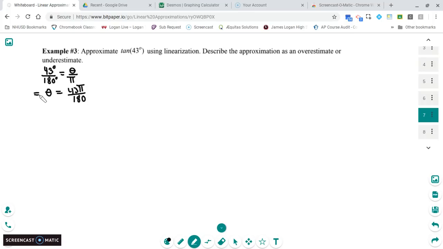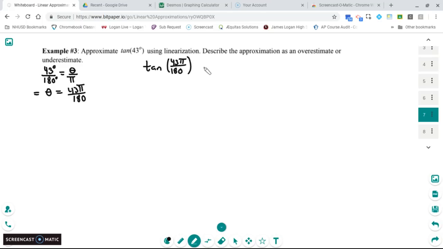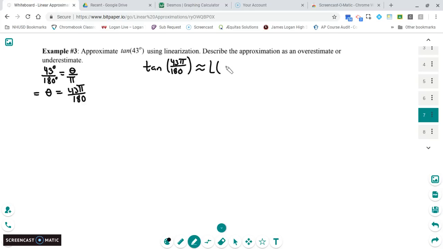All right, remember, this is what I'm trying to approximate. In the end, we're going to try and approximate the tangent of 43 degrees, in the form of 43 pi over 180. And I will be doing that using a linear approximation, some function L of x. So we'll calculate that in a moment. To do this linear approximation, I am going to need to know the y value for my linear approximation.